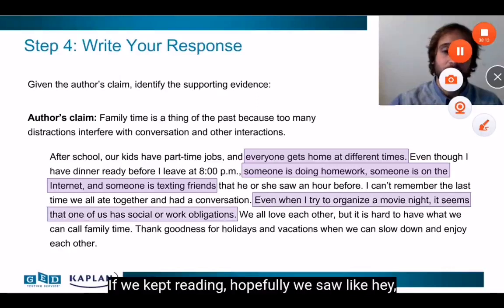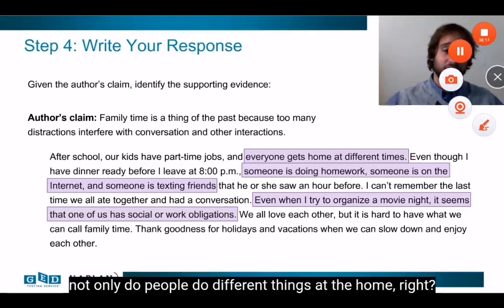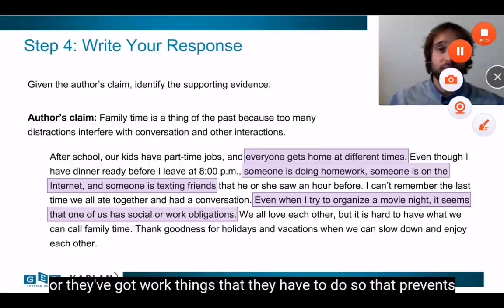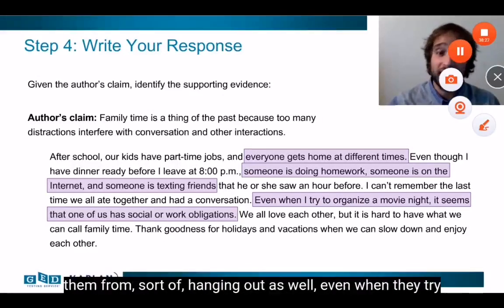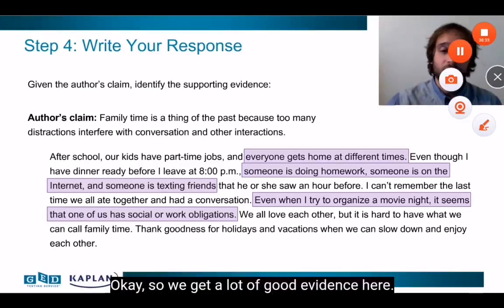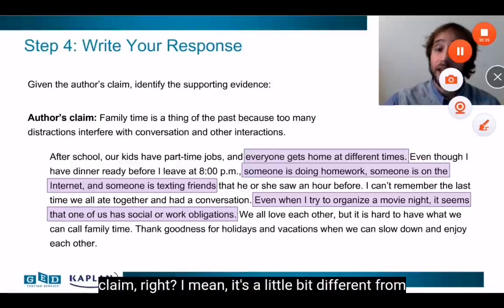If we kept reading, hopefully we saw, hey, not only do people do different things at home, but when they're not home, they're in clubs or societies, or they've got work things that they have to do. So that prevents them from hanging out as well, even when they try specifically to do something fun as a family. Okay, so we get a lot of good evidence here. This is all very pertinent, very relevant to that claim, right?